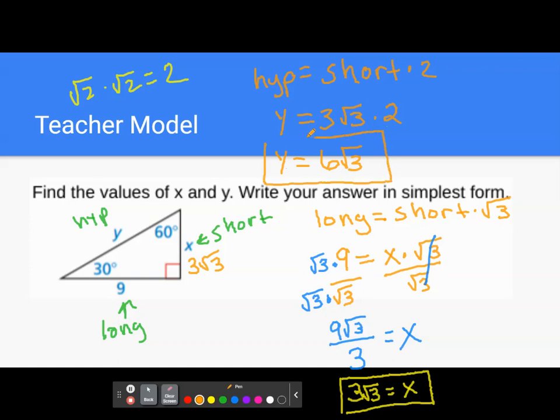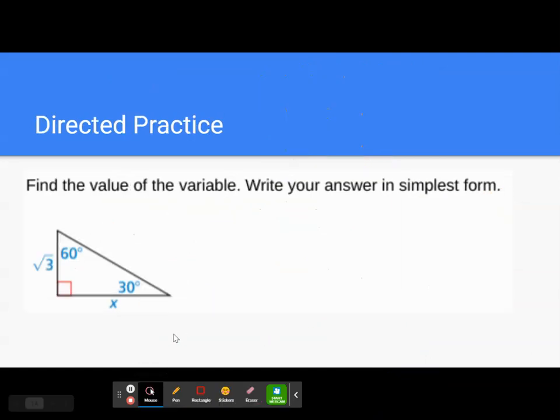Now, these are a little bit more difficult than the previous ones, and usually people tend to have a lot of questions. Let's do another one together before we answer any questions. Alright, so first thing I need you to do is fill in the missing numbers. You should have the square root of 3 and x, so you need to label those first. It says find the value of the variable, write your answer in simplest form.